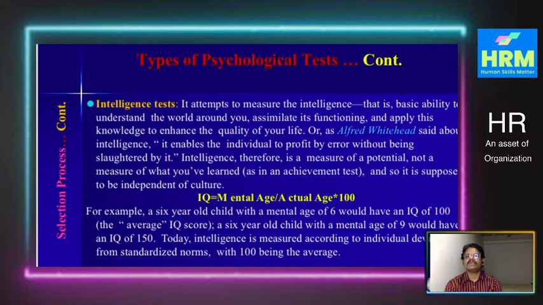So IQ is equal to mental age by actual age into 100. For example, a 6 years old child with a mental age of 6 would have an IQ of 100, the average IQ score. A 6 years old child with a mental age of 9 would have an IQ of 150. So today, intelligence is measured according to the individual's deviation from the standardized norms, with 100 being the average. So these are the various items of the intellectual tests, right?